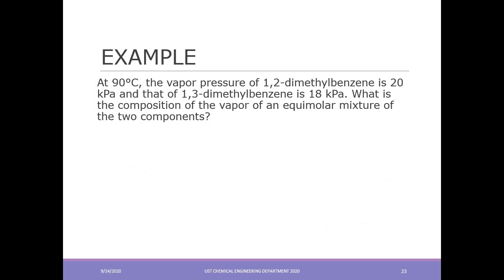Now let us consider this example. At 90 degrees Celsius, the vapor pressure of 1,2-dimethylbenzene is 20 kPa, and that of 1,3-dimethylbenzene is 18 kPa. What is the composition of the vapor of an equimolar mixture of the two components? Since 1,2-dimethylbenzene and 1,3-dimethylbenzene are structurally similar, we can assume that Raoult's law applies.